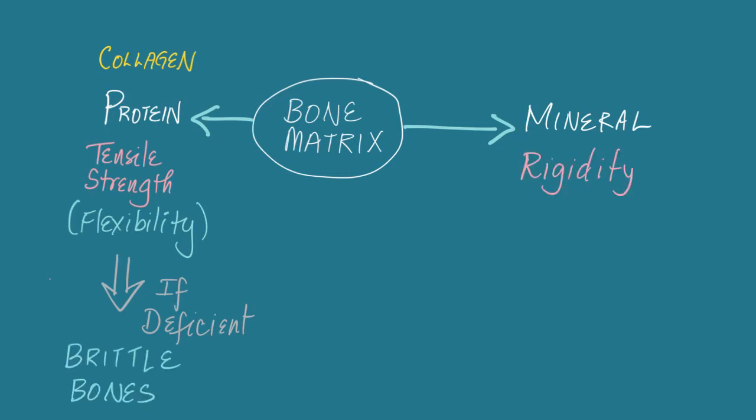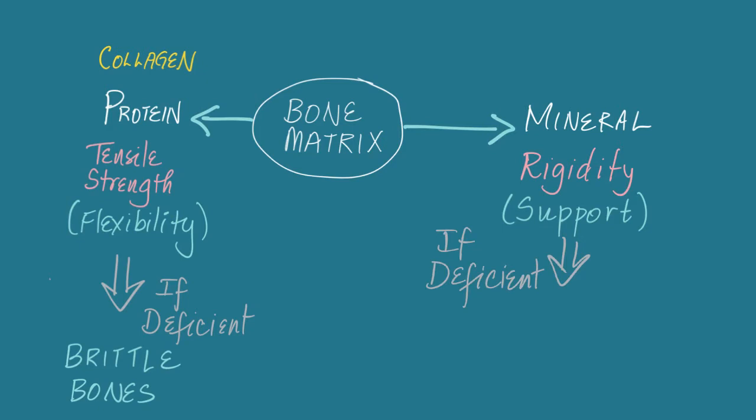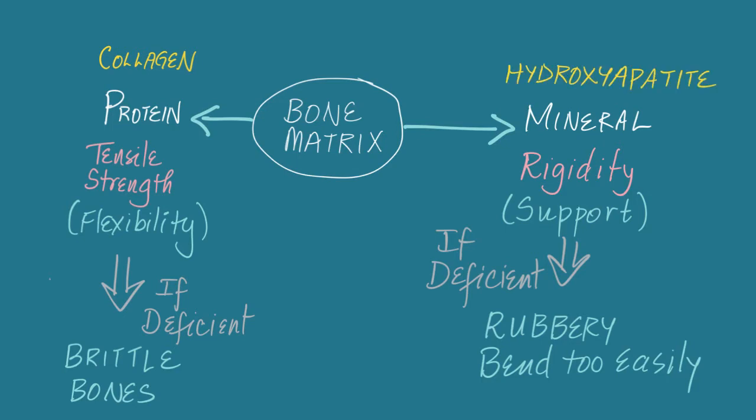Now for the mineral. The mineral portion of the bone matrix provides support and rigidity. If the mineral component of the bone is deficient, then the bone becomes rubbery and it bends too easily, and this can lead to bone fractures. The mineral that we are talking about is called hydroxyapatite, and hydroxyapatite is made up of calcium phosphate mostly and a small amount of calcium carbonate.